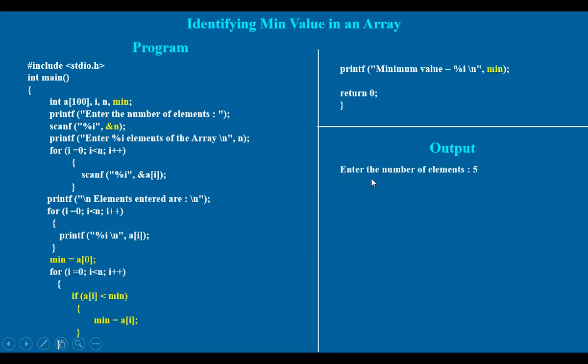Compile this, and the entered number of elements is 5. Now we have confined to 5 elements only. Now the data elements are asked to be entered. So we have entered the 5 elements. Out of all this, 34 is the minimum value. So whatever elements we entered are displayed here, and the minimum value is found to be 34.